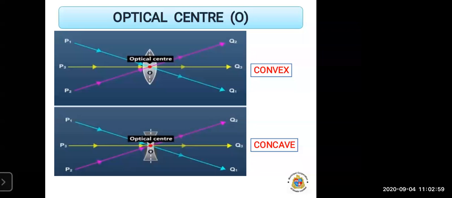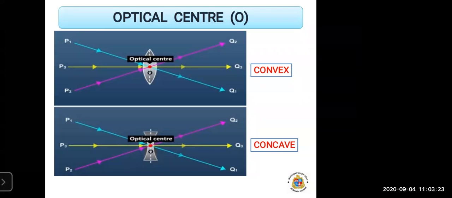Now in the previous lecture, lesson number 6, refraction of light, we know that a transparent medium is used for the refraction of light, right? When light rays pass through a transparent medium, the light rays get refracted, right? So here also the lens is a transparent medium.